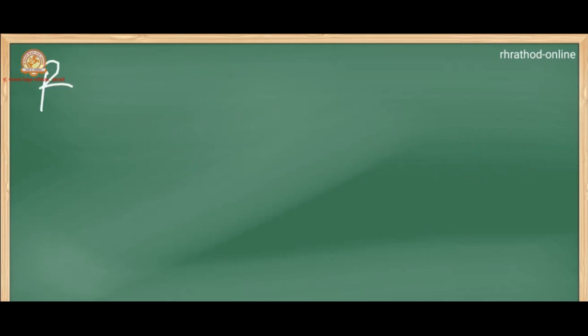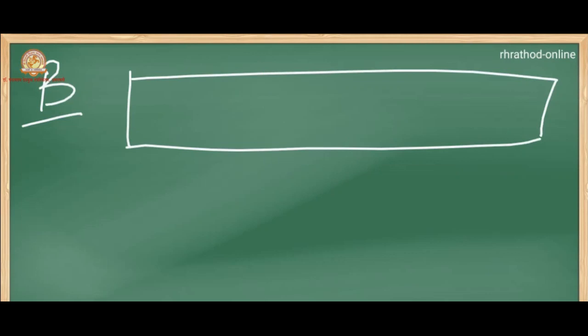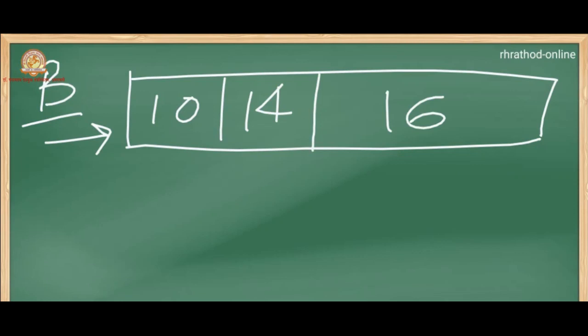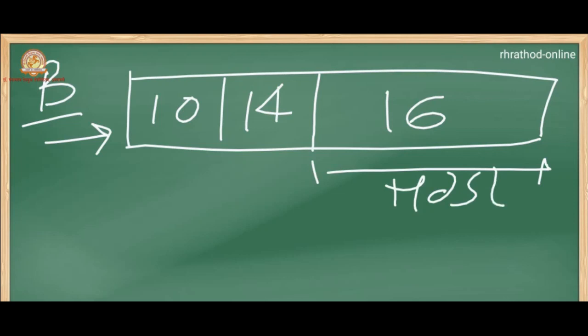Let us see class B. We know that the first 2 bits are 1 and 0. It defines the type of class, that is class B. After the first 2 bits, the next 14 bits identify the net ID and the last 16 bits identify the host. So these are host bits and these are net bits. So net ID and host ID.